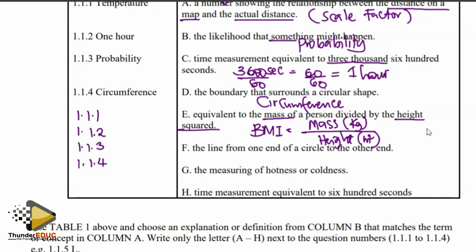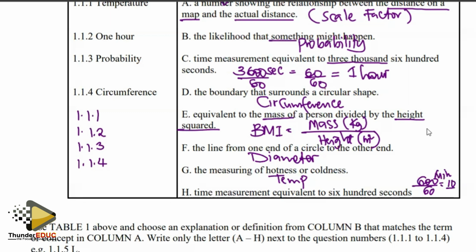So the line drawn from one end of the circle to the other, this is the line that runs through. We shall call this line the diameter. The measuring of the hotness and the coldness, yeah, this is temperature. Then the time measurement equivalent to 600 seconds. If you divide by 60, we get 10 minutes. All right, these are minutes.